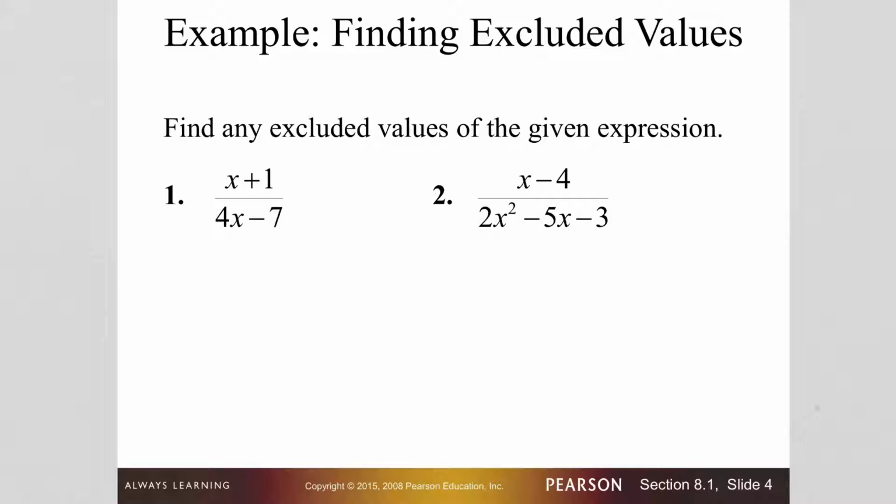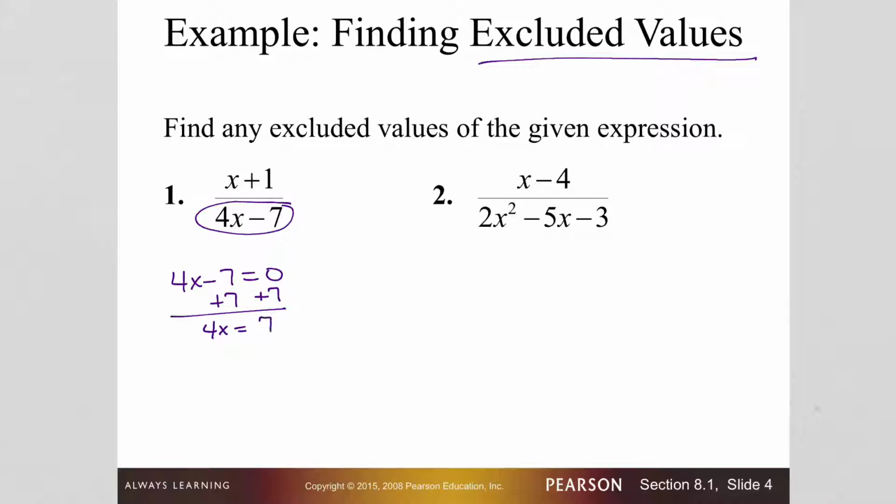Alright, so let's take a look at this. So remember what I said, we only care about the denominator whenever we're talking about excluded values. So I'm going to take this denominator and I'm going to set it equal to 0, and I'm going to solve. And then that will give me my value that is excluded. So I've got 4x is equal to 7. I'm going to divide by 4. So x cannot equal 7/4. That is our excluded value.